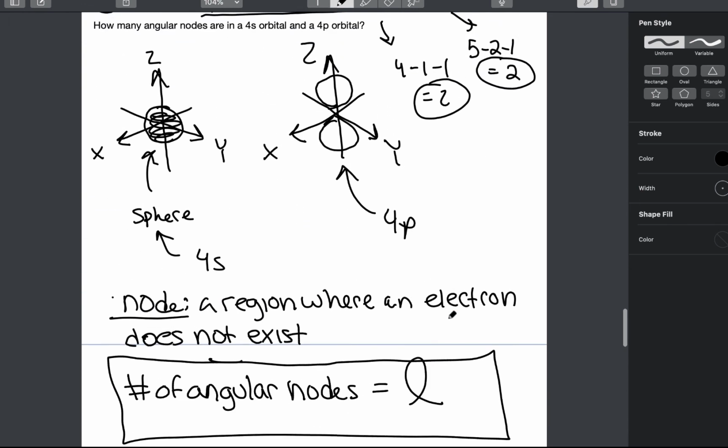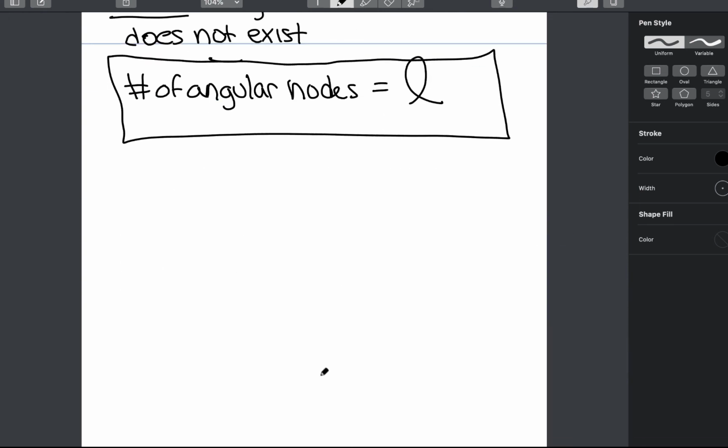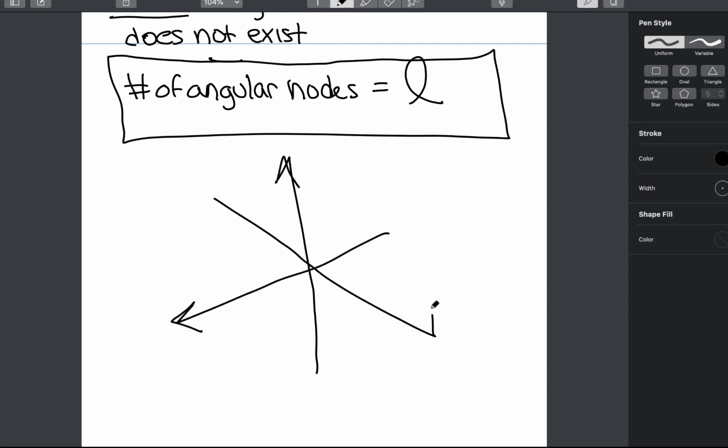So for example, if you look at our picture here for the sphere, you'll see here that there are no nodes present, no angular nodes present. And we can see that from the equation here. So the number of angular nodes is equal to L, and since L equals 0, there's 0 angular nodes in a 4s. So let's look at the 4p more closely. So I'm going to draw it a little bigger. So I'm going to draw the 4p like this.